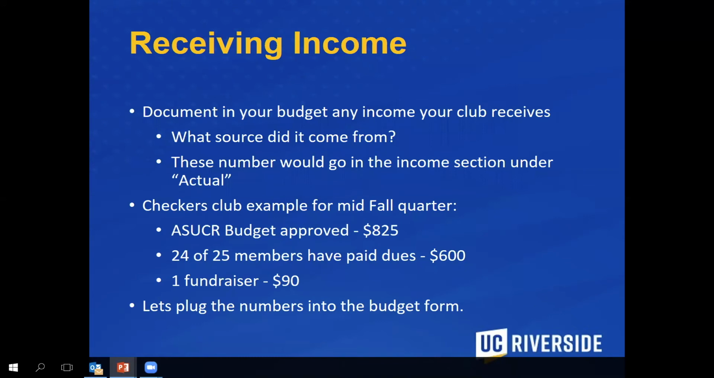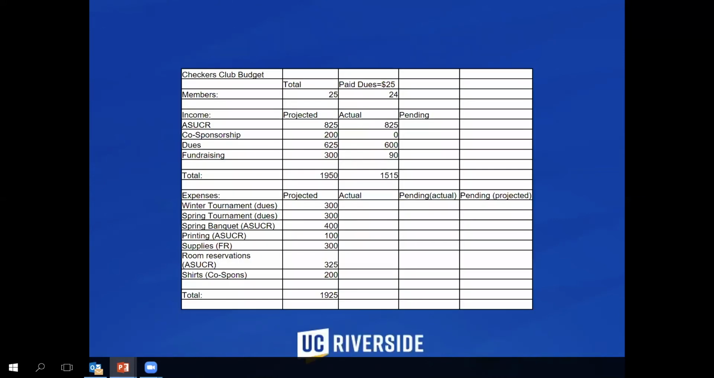In this example, we're going to jump to a mid-fall example. So ASUCR approved $825 for them to spend. 24 of their 25 members have paid dues, and they've held one fundraiser totaling $90. So let's plug these numbers in to see what it looks like. And those numbers would go right there. Okay, so it looks like we have $1,515 to actually spend, which is pretty good for fall.